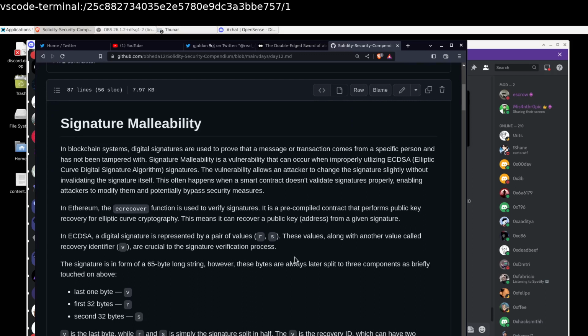So signature malleability. In blockchain systems, digital signatures are used to prove that a message or transaction comes from a specific person and has not been tampered with. Signature malleability is a vulnerability that can occur when improperly using ECDSA signatures. This vulnerability allows an attacker to change the signature slightly without invalidating the real signature. This often happens when a smart contract doesn't validate the signature properly, enabling attackers to modify them and potentially bypass security measures. I know that one of the big problems here is when people don't validate the nonce.